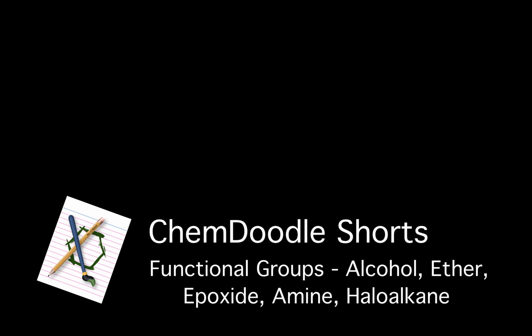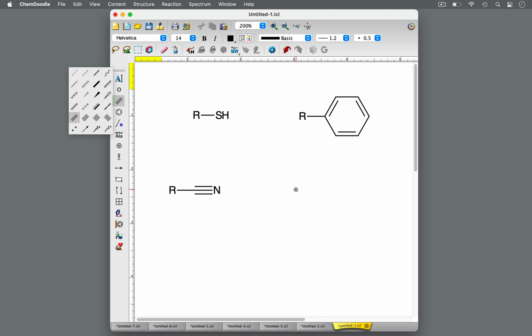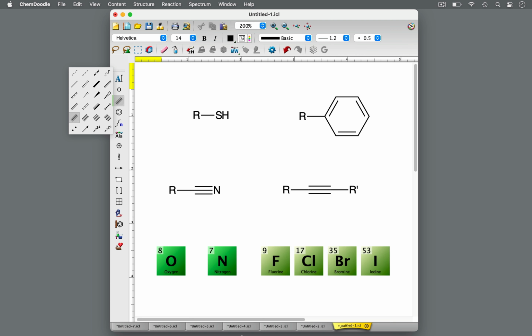Let's learn about alcohol, ether, epoxide, amine, and haloalkane functional groups. In organic chemistry, a functional group is a specific group of atoms in a molecule that has a characteristic chemical reactivity. It's used to predict a molecule's chemical behavior and to identify it through nomenclature. So let's learn about some simple functional groups that include heteroatoms, such as oxygen, nitrogen, and halogens.